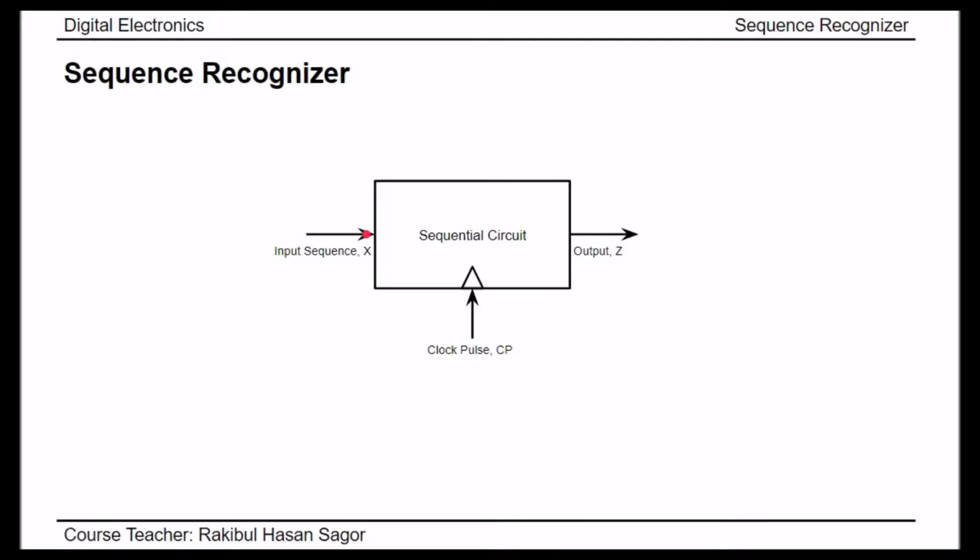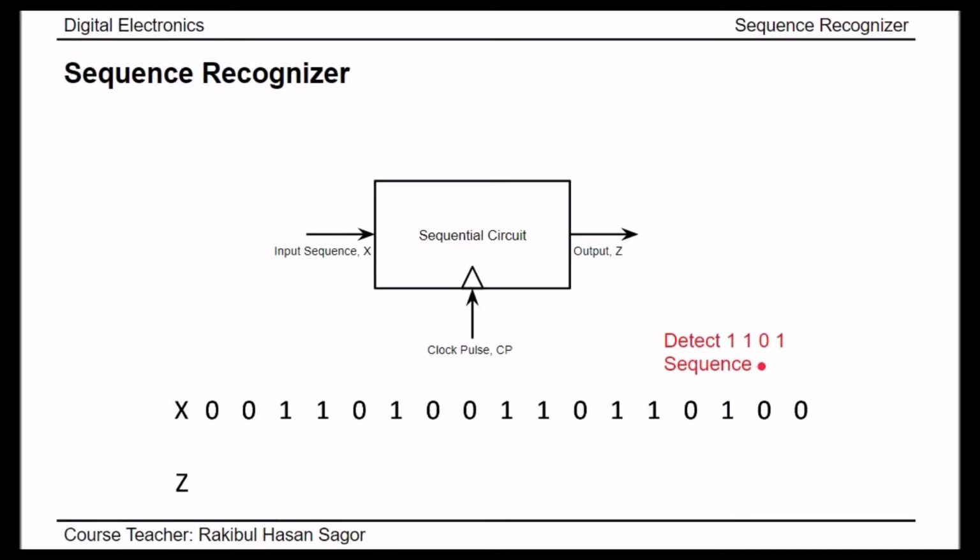Any input sequence may appear, but whenever the circuit gets a predefined sequence, after getting that predefined sequence, the output Z will be 1. Let me give you an example to clarify the idea of operation of sequence recognizer. Suppose we will design a sequence recognizer that will detect the 1101 sequence. In the input sequence, we may have millions of input combinations, but whenever the input sequence gets the 1101 sequence, the output Z will be 1 only for that case.